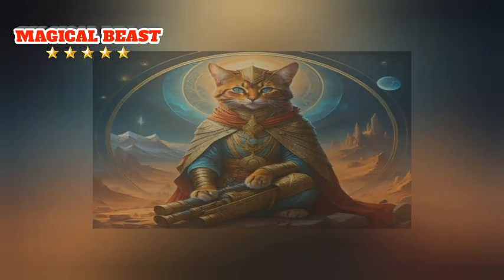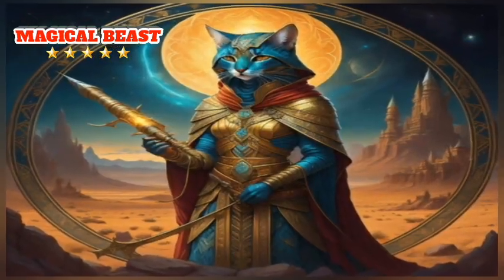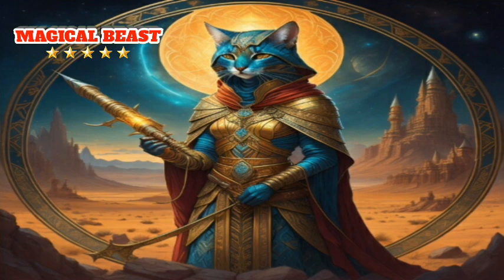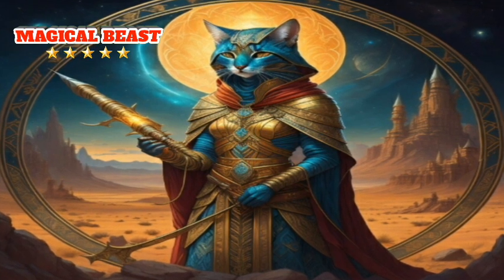Abyssinian is one of the most popular cat breeds, and they have several health problems that they may face. Here are 6 health problems in Abyssinian cats.